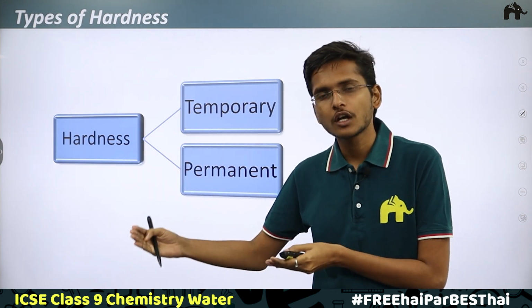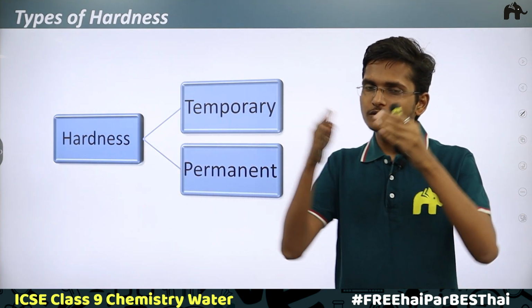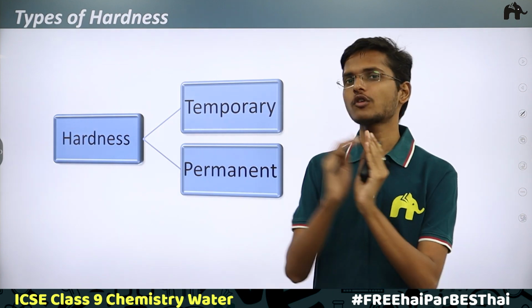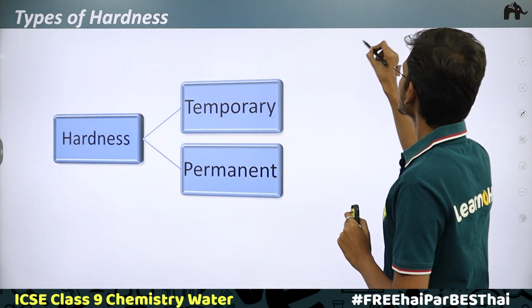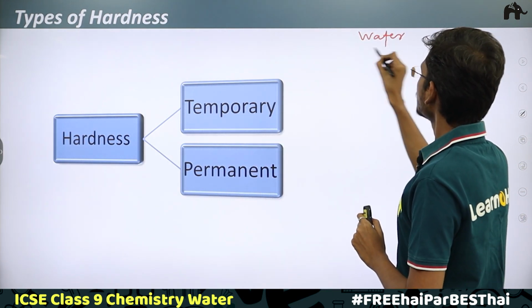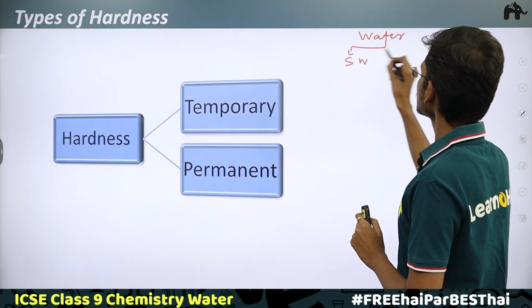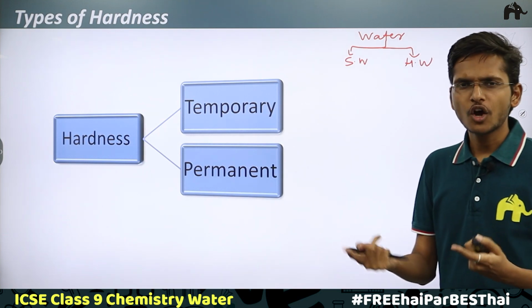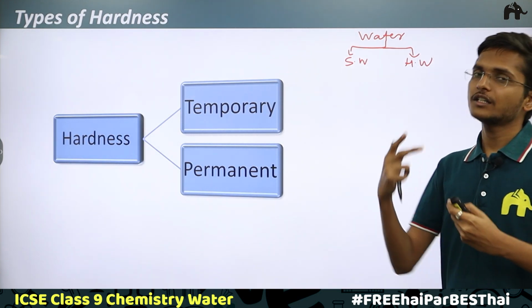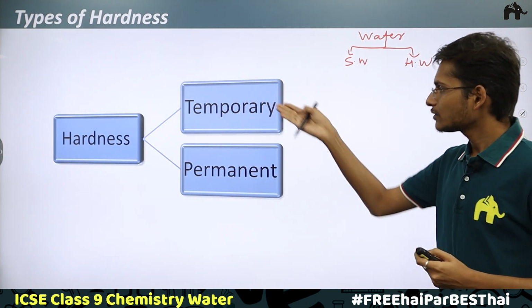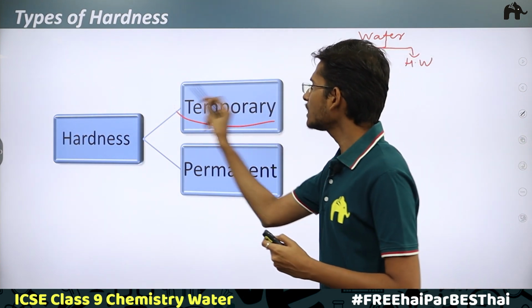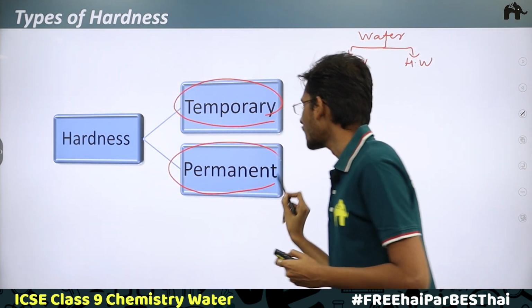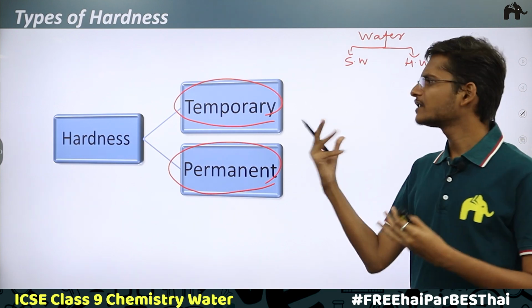Now let's move on to the types of hardness, which simply means types of hard water. We have seen that we have divided water into two parts, soft water and hard water, correct? Now, out of soft water and hard water, hard water is again of two types, or we can say the hardness is of two types. What are those two types? Temporary hardness and permanent hardness. Now what's the difference between them?